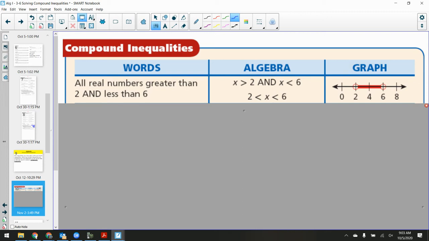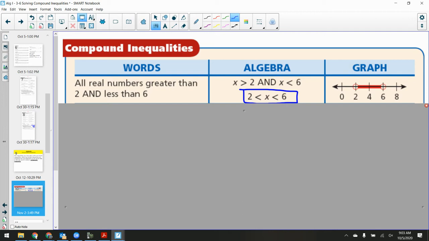This is the way I'd like you to box all and inequalities, where it's one statement with two less than symbols in it. Remember that anywhere the line goes over, that's the solution. For example, is 4 a solution? Yes, because it is greater than 2 and still less than 6. Would 7 be a solution? No, because even though it's greater than 2, it is not less than 6. It's got to be in between 2 and 6.